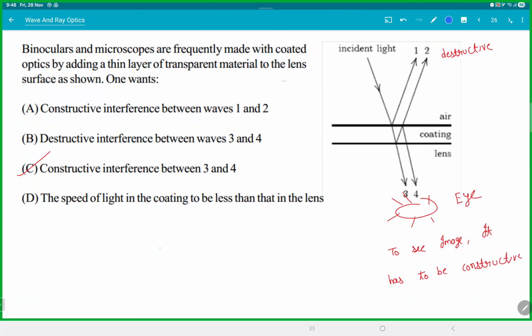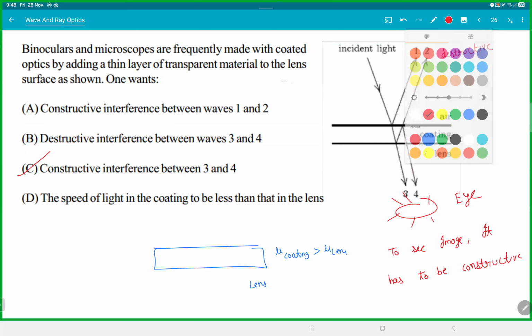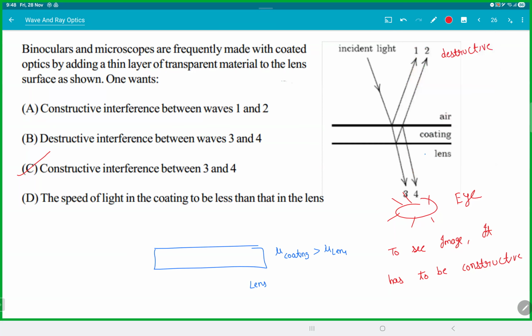So the problem was this. See, the coating which is there, and this was the lens. If mu of coating is greater than mu of lens, there is a possibility of getting a TIR. That means when you're standing here, if you try to look through the corner of the eye, you can't see that image because those light rays will get TIR. Light rays which are coming from the side will just bounce off. The light rays will actually go away from your eye. You want them to converge.